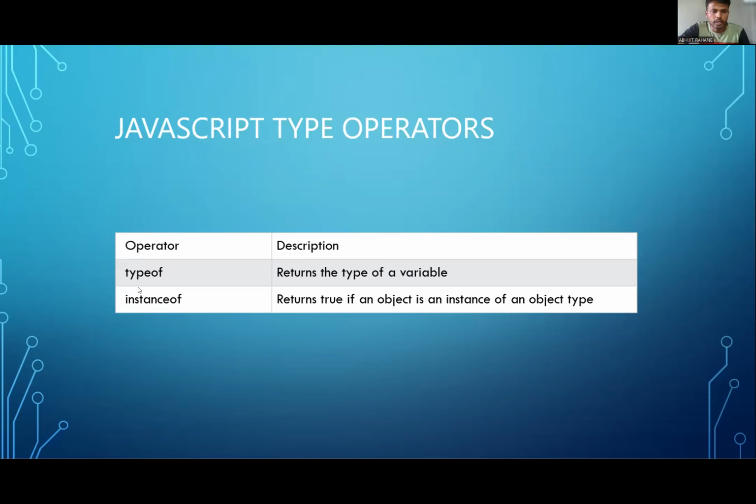Then the JavaScript typeof operator. We use typeof to check the variable data type, which type of data we have entered. If you want to check an integer a, then we can simply write typeof a, and it will give the output: the type is integer. It returns the type of a variable. And instanceof returns true if an object is an instance of an object type. It will check only instances of an object.